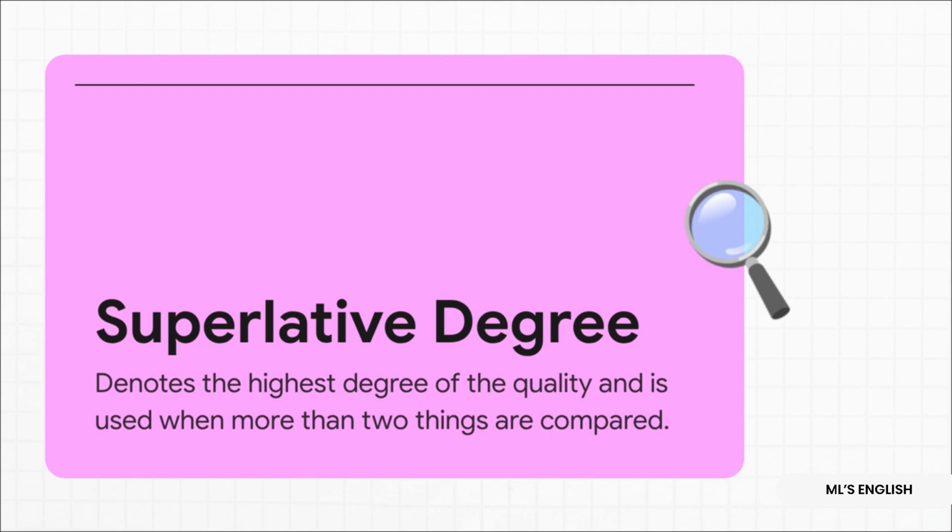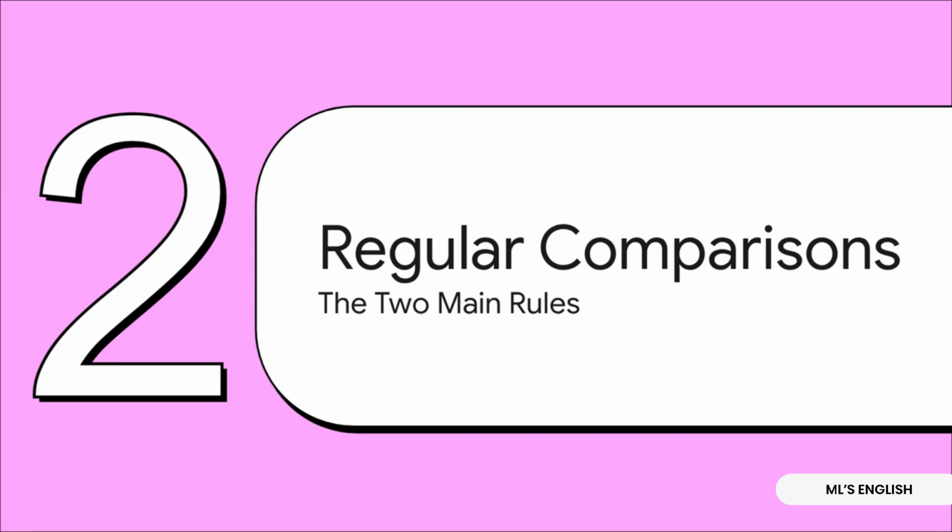And then we have the superlative. Think super. This one's for the champion, the number one, the top of the heap. It compares three or more things and picks one out as having the absolute most of a quality. This is where we get sweetest, biggest, happiest. It's the ultimate.